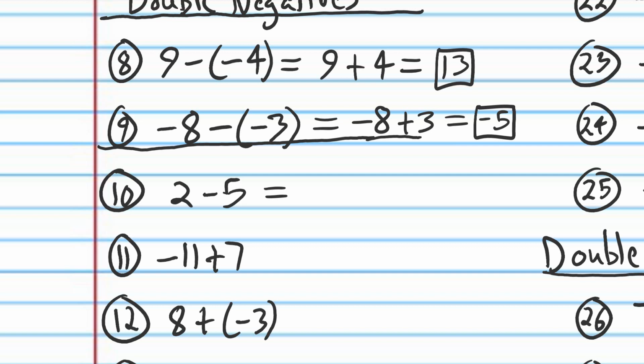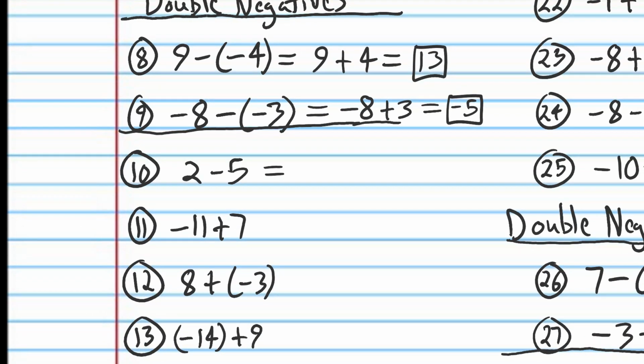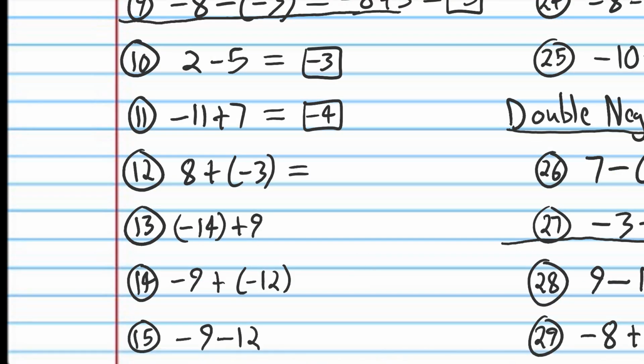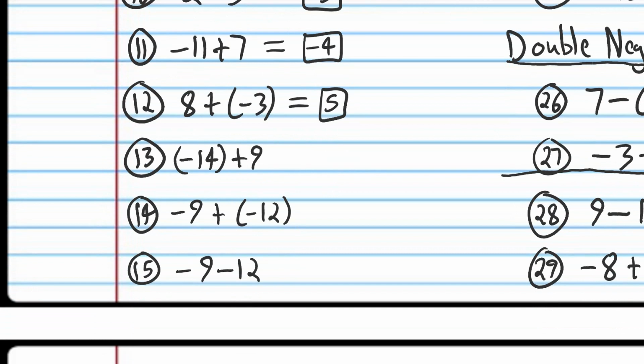So now let's do those problems again. 2 minus 5 is negative 3. Negative 11 plus 7 is, think about that, what would that be? If you said negative 4, you're correct. 8 plus negative 3, what would that be? If you said 5, you're correct. Negative 14 plus 9. If you said negative 5, you're correct. Negative 9 plus negative 12. If you said negative 21, you're correct.